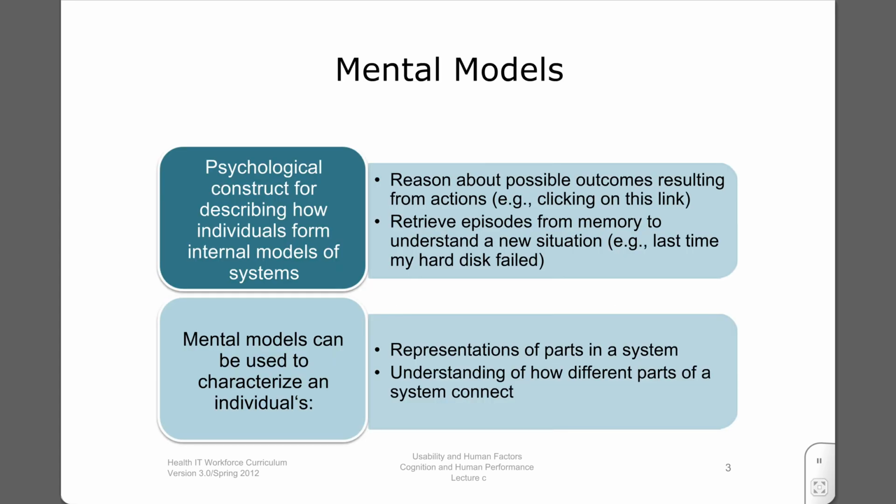Mental models are a construct for describing how individuals form internal models of systems. An individual's mental model provides predictive and explanatory capabilities of the function of a physical system, or any kind of system. Mental models can be used to answer questions such as, how does it work? Or, what will happen if I take the following action, such as step on the brakes while I am driving? They can also be run in reverse to provide an explanation of what just happened. Why did my system just crash?